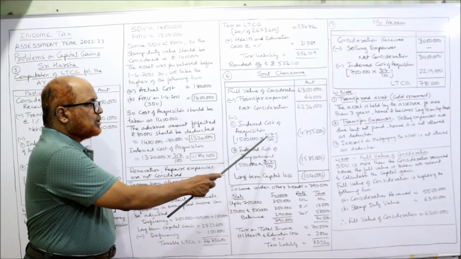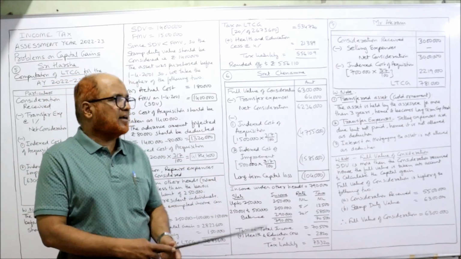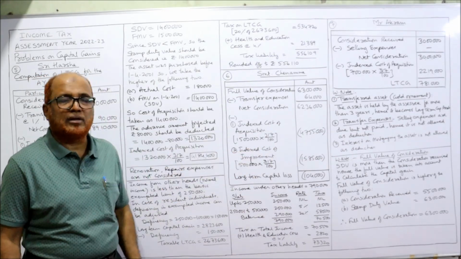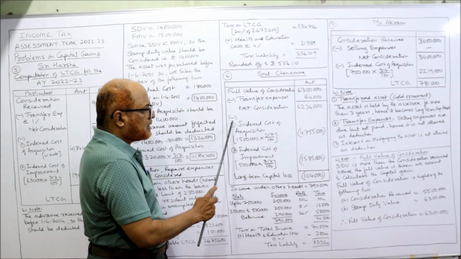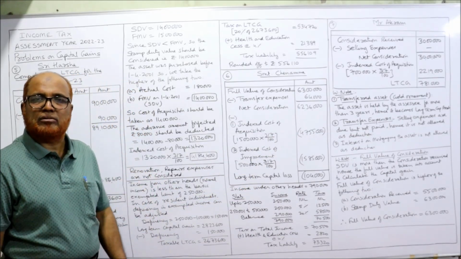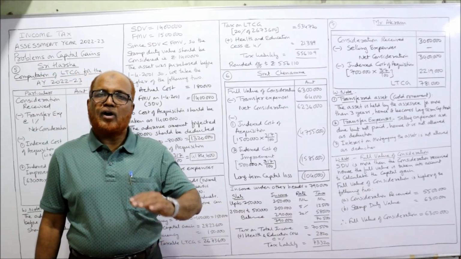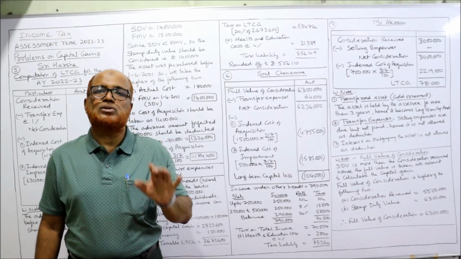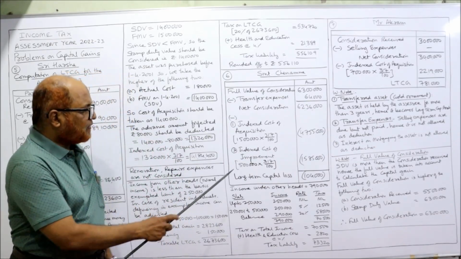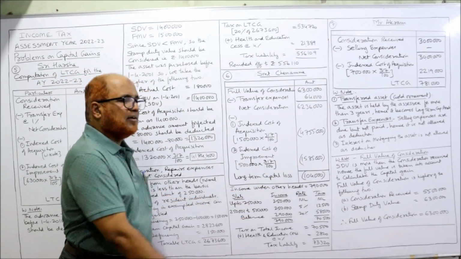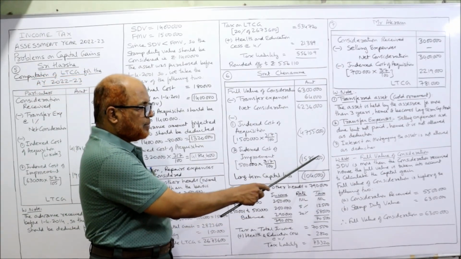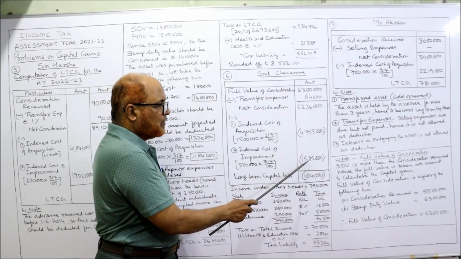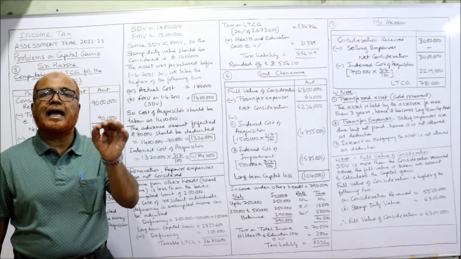So 15 lakh into 317 by 100. Current previous year index 317 and base year index 100. So 47 lakh 55,000. I'm putting it in brackets because we have to subtract. Bracket denotes subtraction. Indexed cost of improvement. For adding one more floor, he has spent 5 lakh rupees during the year 2001-2002, right? So that 5 lakh rupees into 317 by 100, 15 lakh 85,000. This also should be deducted, that's why bracket. So 62,36,000 minus 4755 minus 1585, you will get 1,04,000 negative.